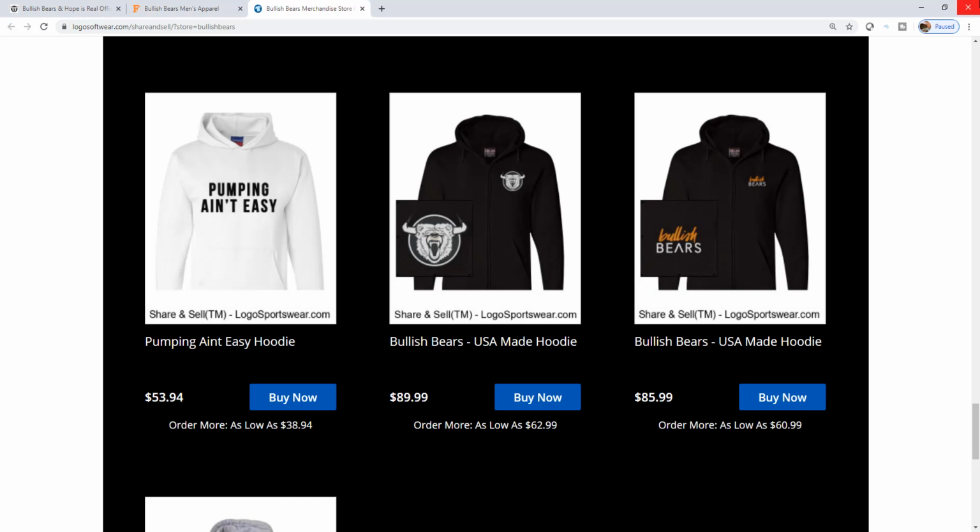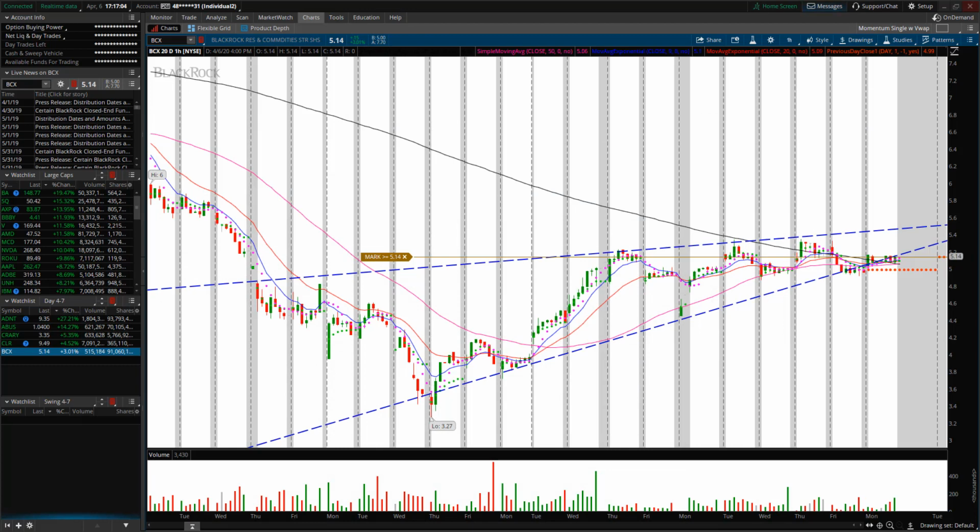Where is it? I can't sell this anymore. This is part of the womb, but I had the Hope is Real zip up hoodie right here. And this thing is great. It's been such great quality. Oh well. All right, large caps.